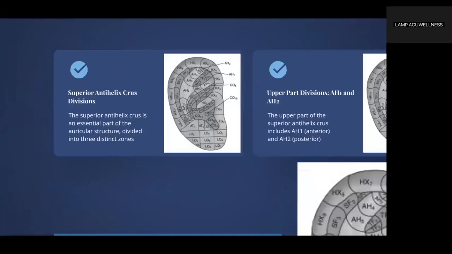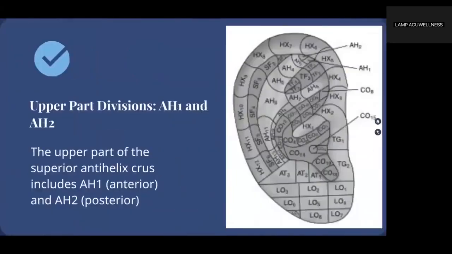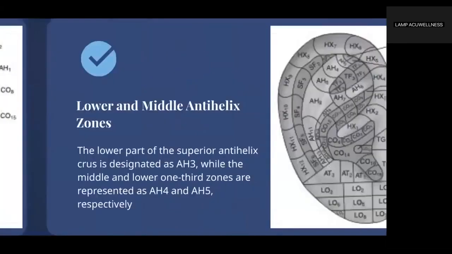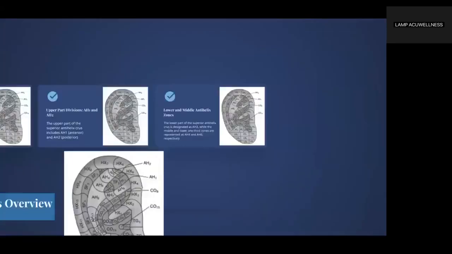Antihelix zones. The superior antihelix crus is an essential part of the auricular structure, divided into 3 distinct zones. The upper part of the superior antihelix crus includes AH1 anterior and AH2 posterior. The lower part of the superior antihelix crus is designated as AH3, while the middle and lower third zones are represented as AH4 and AH5 respectively.